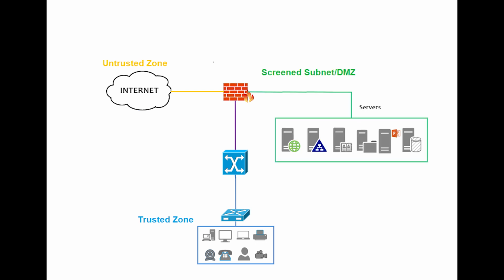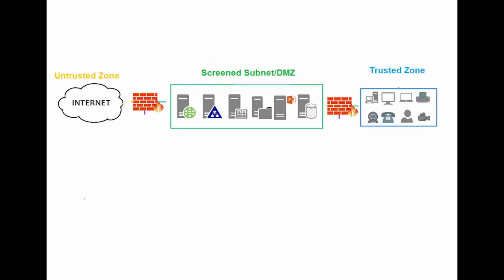This is why an extra zone is created as a buffer called screened subnet or DMZ. The firewall policies will be different for screened subnets or DMZ compared to the trusted zones. You can use a single firewall to separate the three zones, but it's recommended to have two firewalls and have DMZ or screened subnet in between the trusted and the untrusted zones.